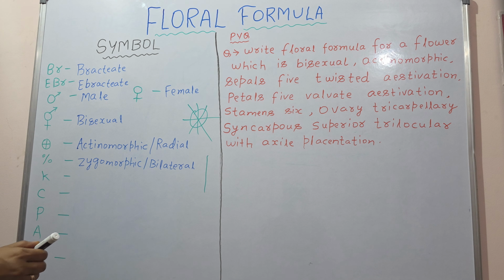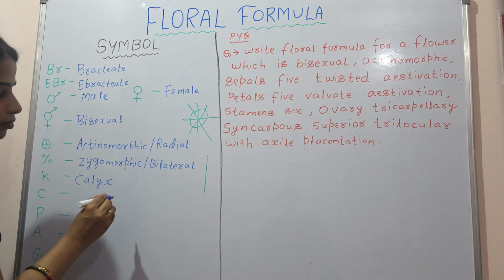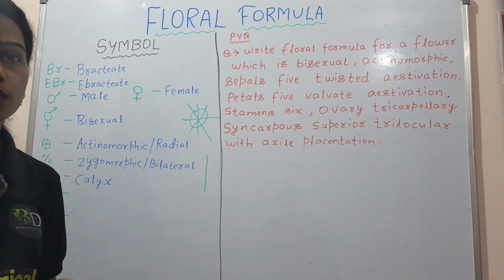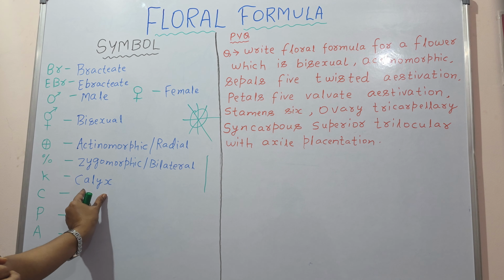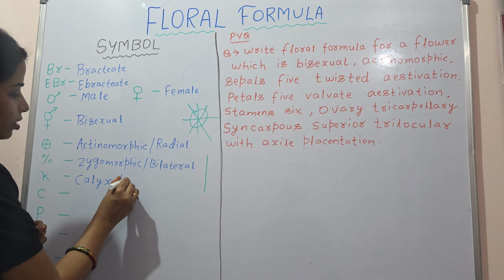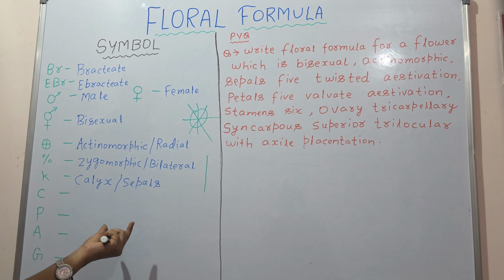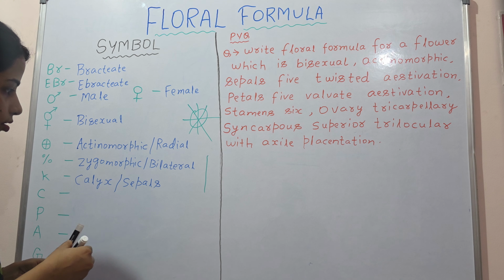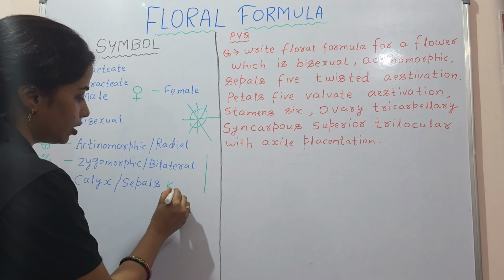Next, capital K is used for calyx. What is calyx? It's the green part of the flower, which helps in photosynthesis, and also it protects the corolla, the colorful part of the flower. So this is calyx, and the unit of calyx is sepals, right? So how to represent sepals? This is the representation, K. Suppose we are writing, we can write K. If 5 sepals are there, so we can represent 5.